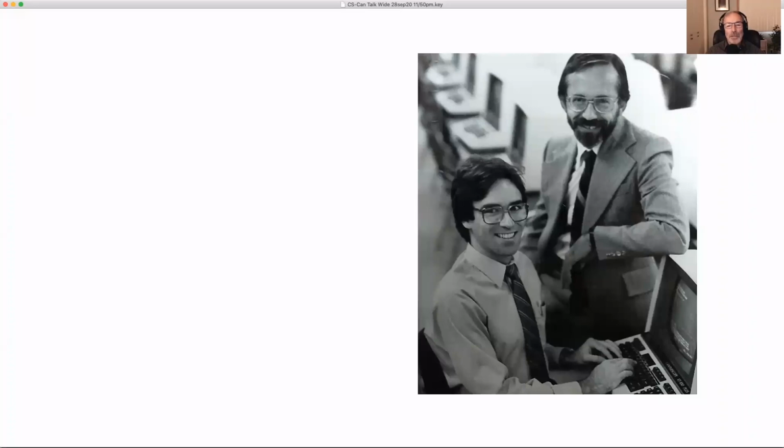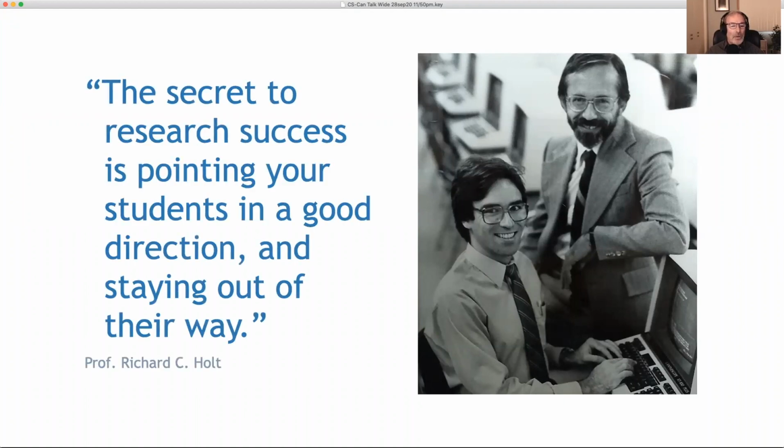And among the many things that Rick taught me early in my career was he said that the secret to research success is finding good students, pointing them in a good direction, and staying the heck out of the way. And in my experience, that's exactly how it works. It's remarkable what our students do for us, and they really do make your career. And staying out of the way is really the trick of it all.